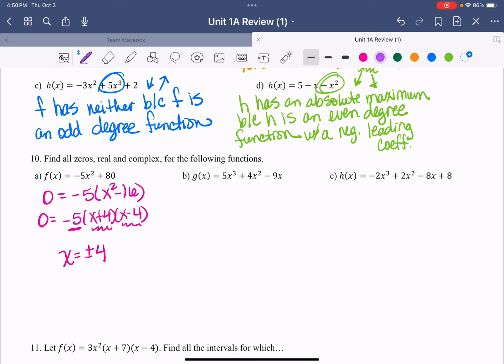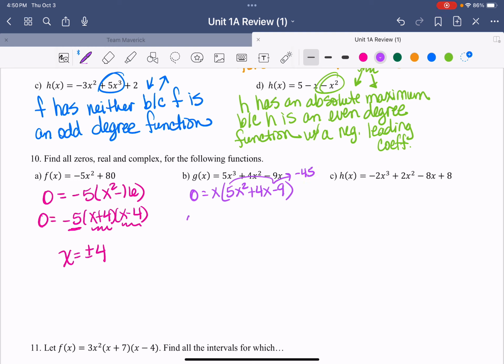All right, got to set it equal to 0. I'm going to go ahead and factor out that x. That leaves me with 5x squared plus 4x minus 9. Unfortunately, I couldn't factor out that 5, so I have an a that is not 1, so I'm going to factor by grouping. 5 times negative 9 is a negative 45.